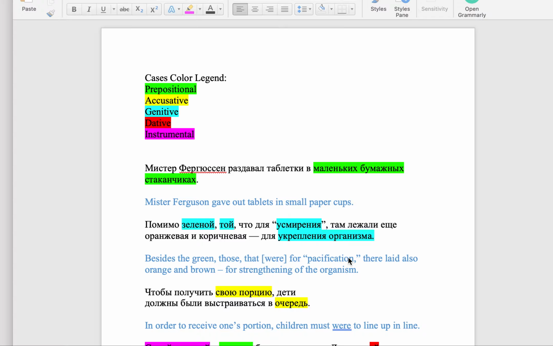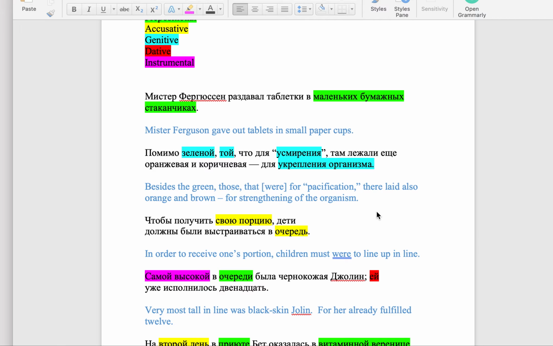I've put the various cases, excluding the nominative case, because that one doesn't really need to be notated. So I've got the prepositional, accusative, genitive, dative, and instrumental cases, everything but the nominative case. And in green, I've put prepositional constructions. In yellow, accusative. This turquoise color is genitive, and this reddish color dative, and then finally purple, kind of violet color is the instrumental case.